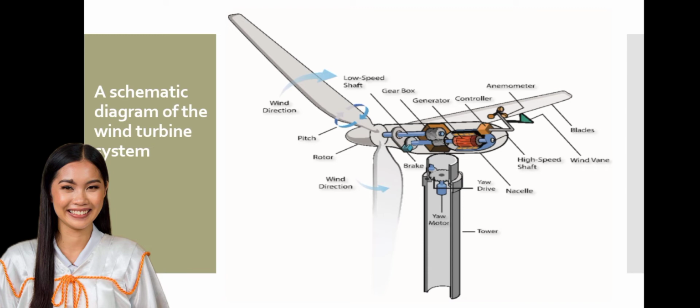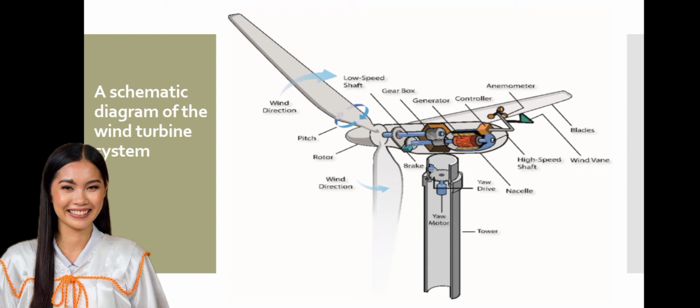And then the wind vane, it measures wind direction and communicates with the yaw drive to orient the turbine properly with respect to the wind. And then the high-speed shaft, it drives the generator. And then the yaw drive, it orients upwind turbines to keep them facing the wind when the direction changes, and downwind turbines don't require a yaw drive because the wind manually blows the rotor away from it.